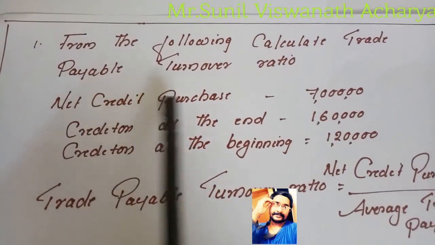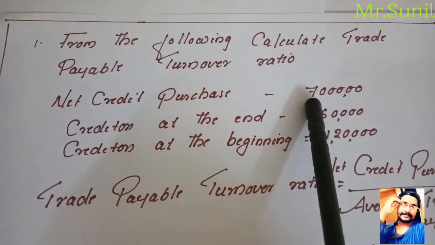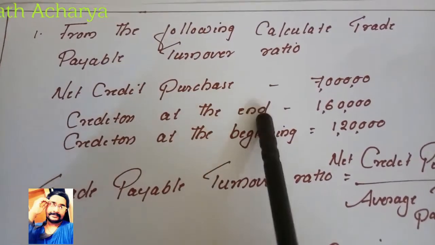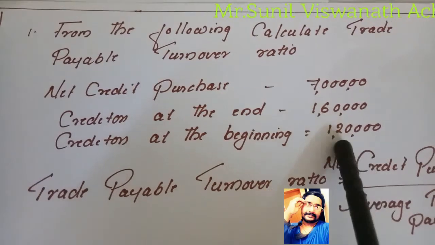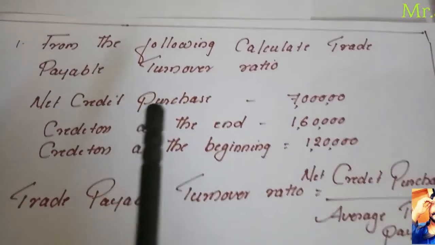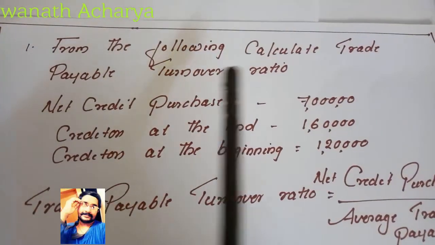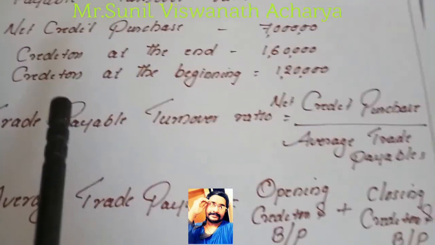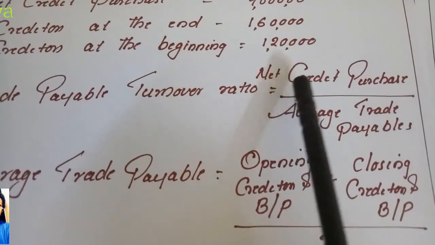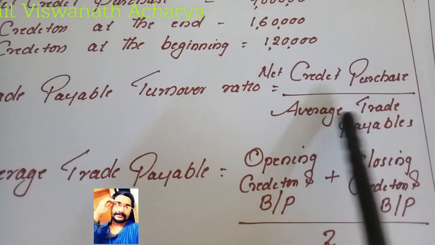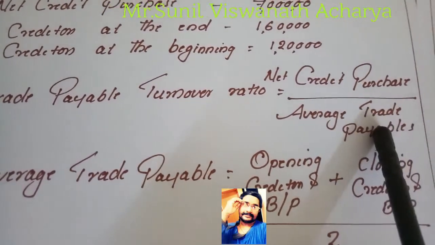Net credit purchase is given as 7 lakhs. Creditors at the end are 1,60,000. Creditors at the beginning are 1,20,000. What do we have to calculate? The trade payable turnover ratio. So first we write the equation: trade payable turnover ratio is equal to net credit purchase divided by average trade payables.